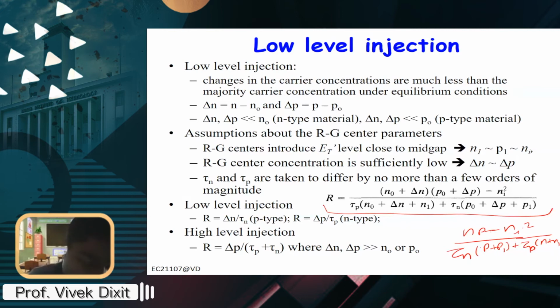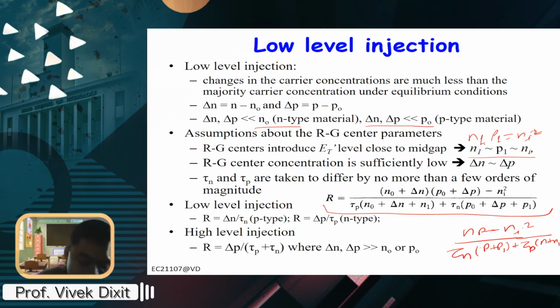Now, if you are injecting carriers, your n becomes n naught plus delta n, and p becomes p naught plus delta p. Now, the low level injection condition is still the same. For low level injection, your delta n or delta p should be less than the majority carrier concentration, so less than p naught for p type, less than n naught for n type. Now, if ET is close to mid gap, your N1, P1 are equal to Ni. But you remember, regardless of the ET level, the product N1 P1 is always Ni squared.